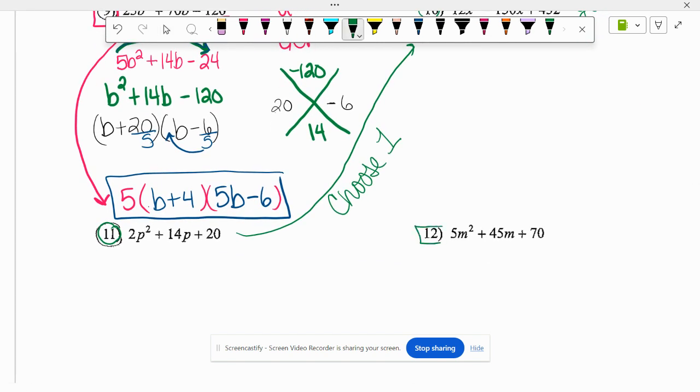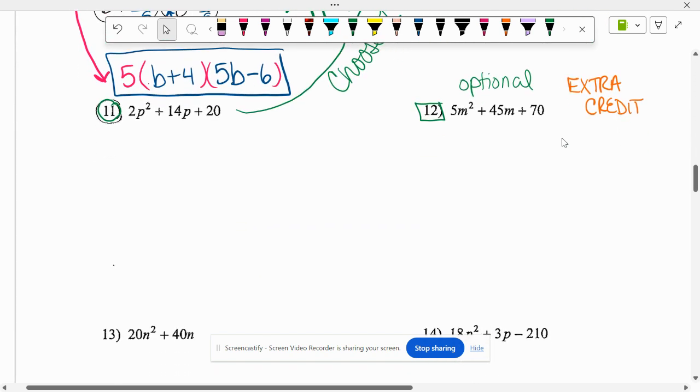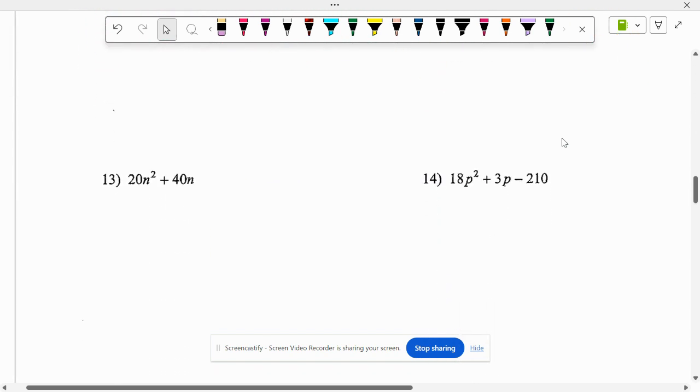If you decide to do number 12, which is optional, and you get it correct, you can get extra credit for this one. Okay, so number 12 is optional. So you get to choose. Do you want to do number 10 or number 11?